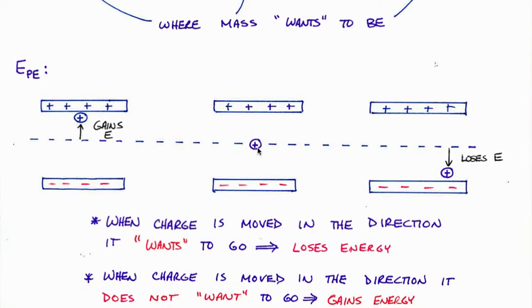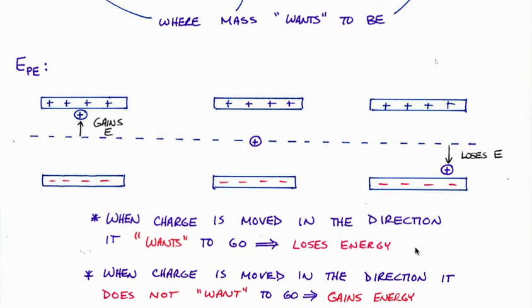If I have a positive charge and I hold it in the middle of these plates, well, if I move it upwards, that is the opposite of what it wants to do. A positive does not want to be near a positive plate, and it does not want to be far from a negative. So forcing it to do the opposite of what it wants to do, it gains energy. Forcing it to do what it wants to do will cause it to lose energy. So when a charge is moved in the direction it "wants" to, I use quotes because obviously it doesn't want to do anything, when I move it in the direction it wants to go in, it loses energy.